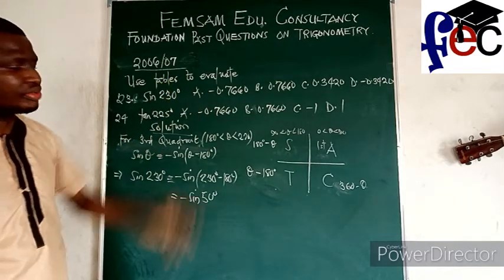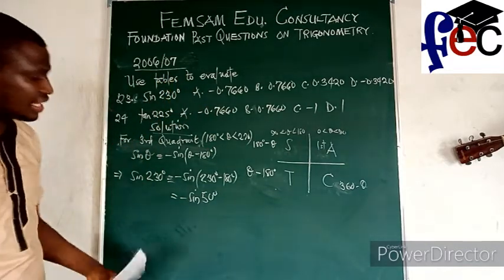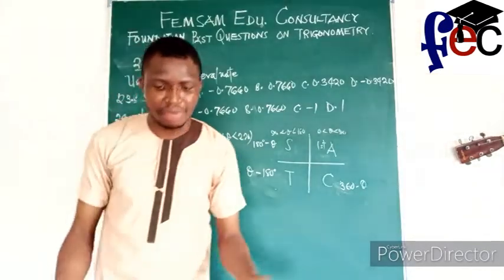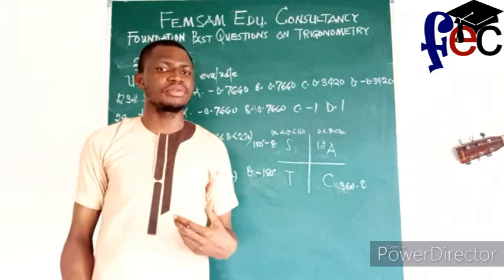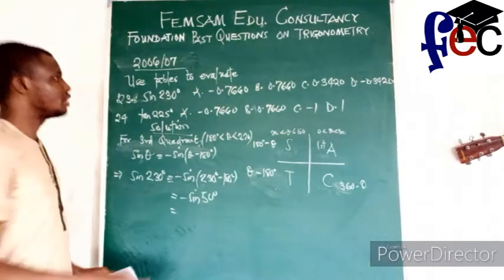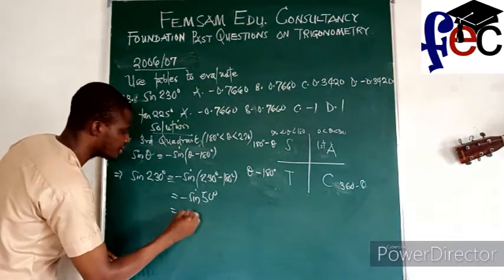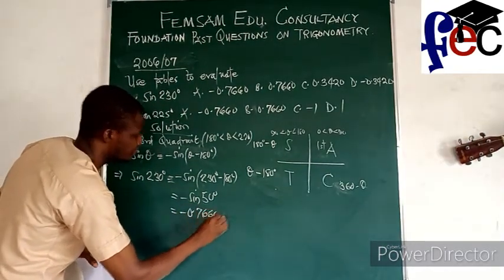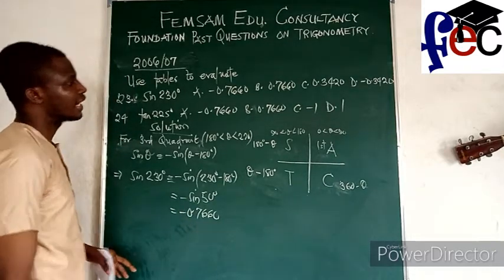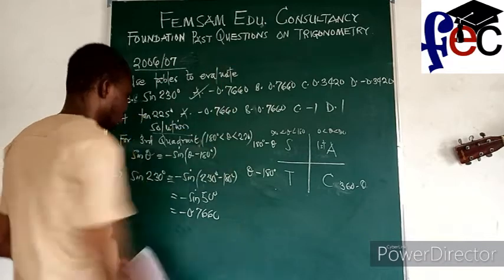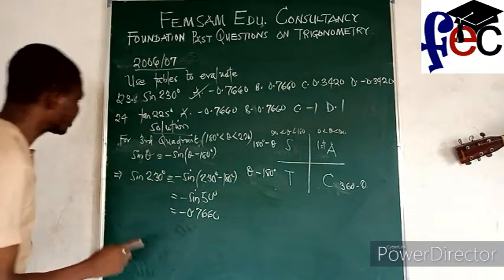or the four-figure table, which can easily be gotten directly. If you check that table, of course I don't have the table now, but I can use my calculator just to improvise. You will see that sine 50 degrees will give me 0.7660. So my answer to this question is option A. Alright, that settles that, but we are not done yet.